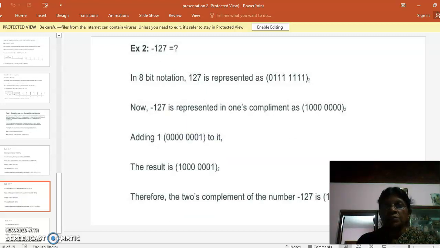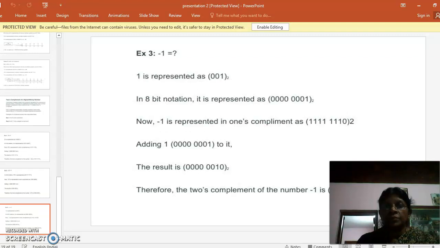Like that, there are also some more examples. So, these are about signed binary numbers.